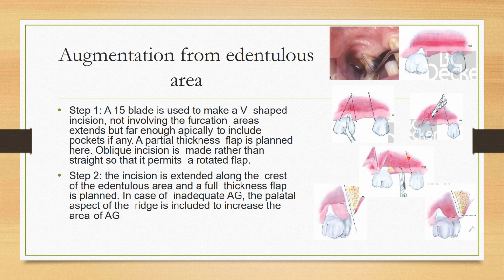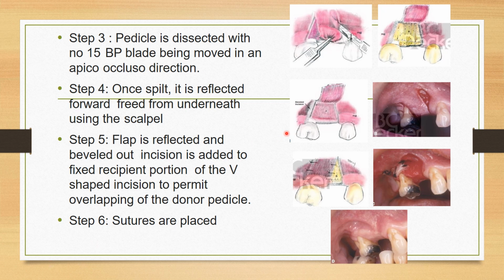There is a pedicle type of flap being created from the adjacent edentulous area. So the incision is extended along the crest of the edentulous area and a full thickness flap is planned. In case of inadequate attached gingiva, the palatal aspect of the ridge is included to increase the area of attached gingiva. So in case of inadequate attached gingiva, you can use the palatal area also for increasing the width of attached gingiva. You can see that this pedicle is dissected with the number 15 blade being moved in an apico-occlusal direction. So you can see that the full thickness flap is being raised from the edentulous area and is being shifted to the recipient site.